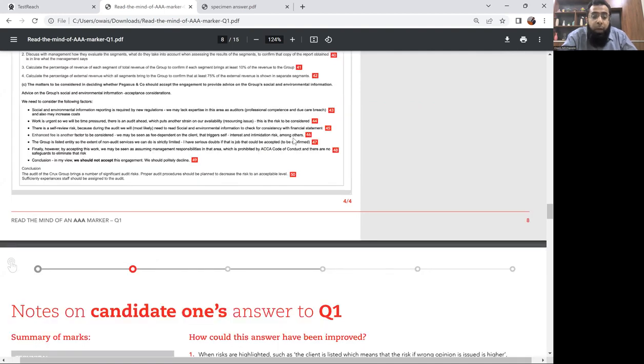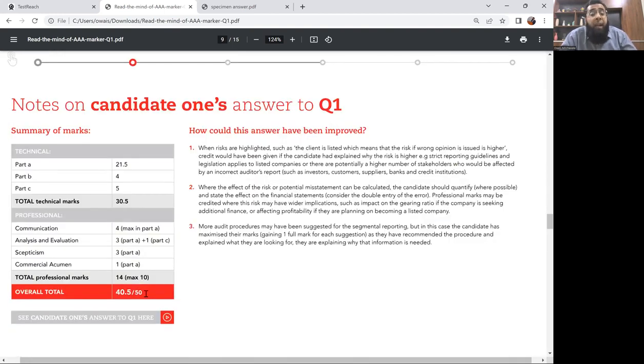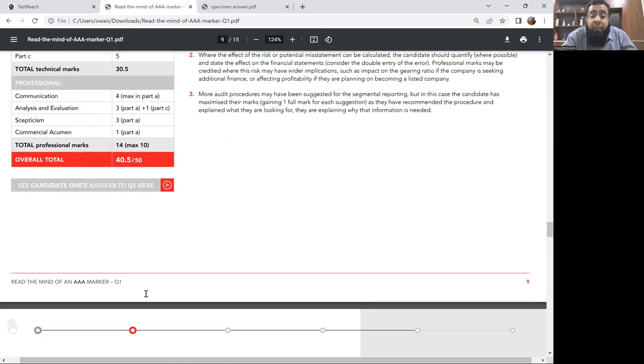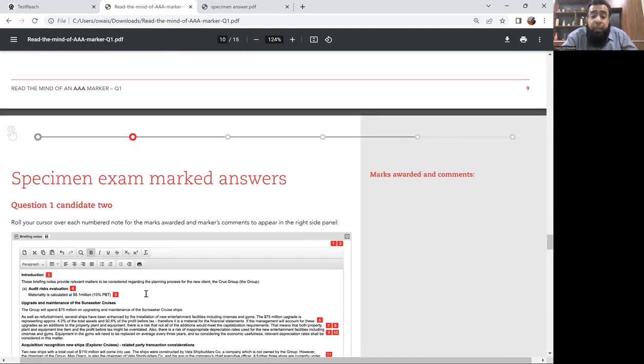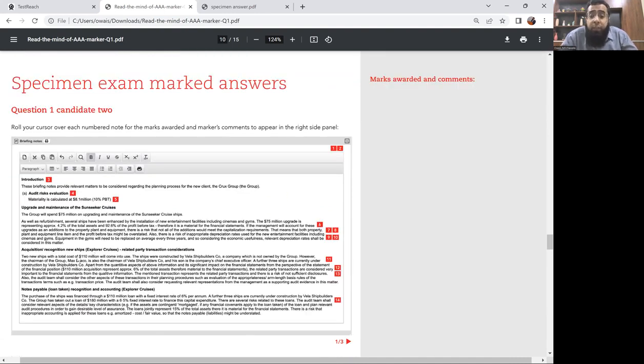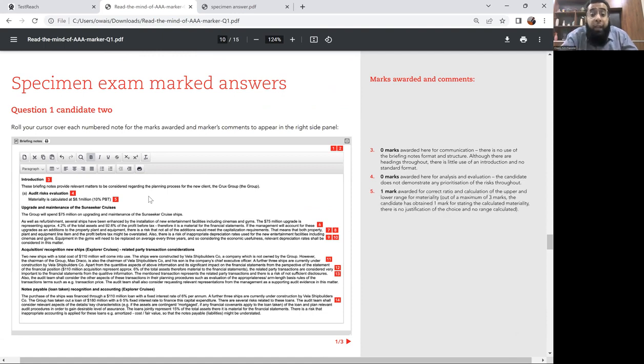Candidate 1 got 40 marks out of 50 marks in question number 1, which is a very good score. At AAA level, 40 out of 50 marks is a very good score. It means that candidate 1 got 80% of the marks. And then there is the answer script of candidate 2. Again, along with the answer script, the marking guidelines are given. When we drag our pointer on the points, we will get the marking guidelines. And then we'll analyze them.